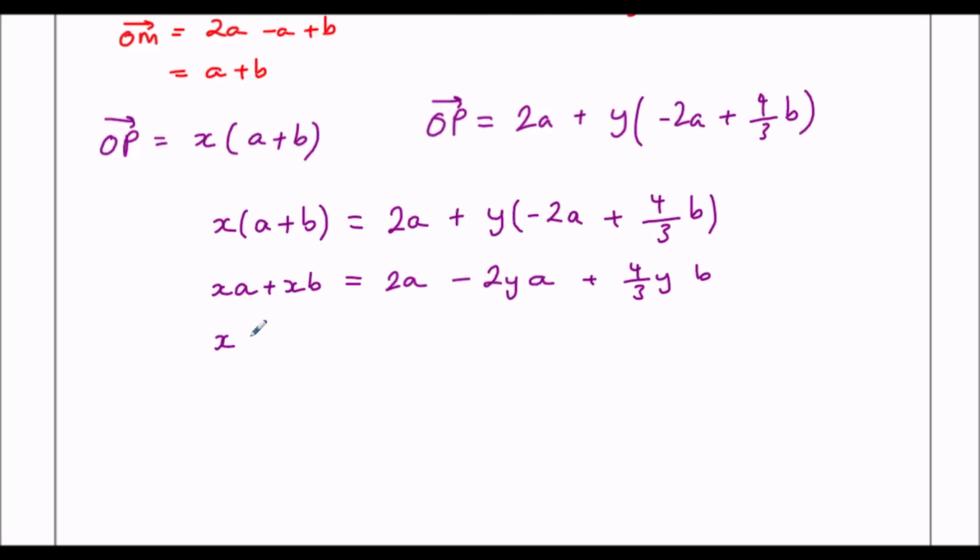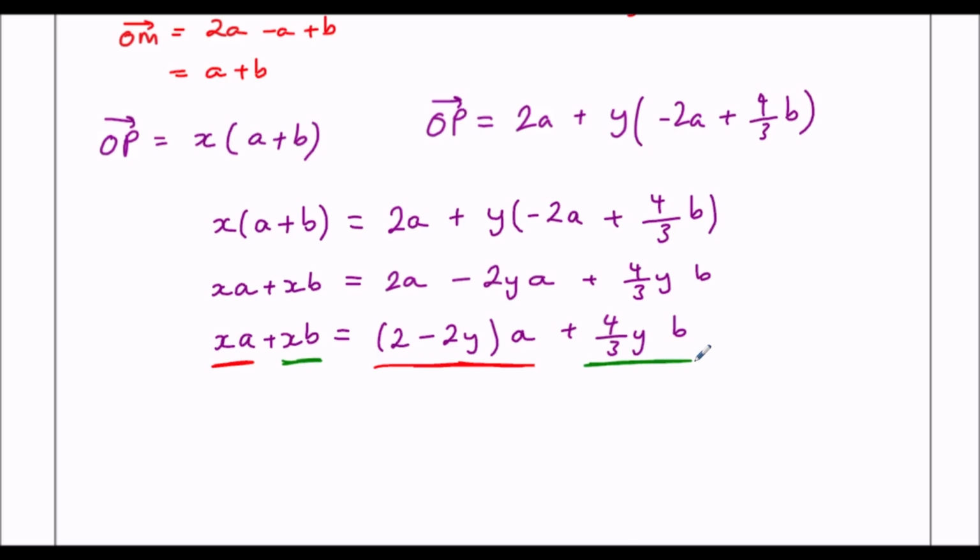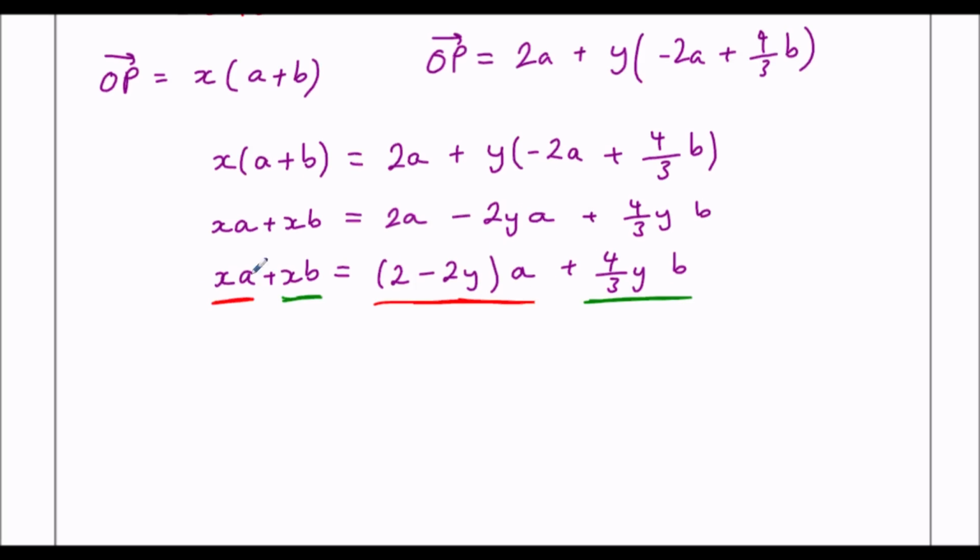So one more line here. I'm just going to write XA plus XB, and I'm factorizing out the A from these two, so it's (2 minus 2Y)A and then 4/3 YB. So I've got A's and I've got B's. Because these two are equal, the A's must equal the A's and the B's must equal the B's. So what are my A's? I've got X equals 2 minus 2Y, and for the B's, X equals 4/3 Y.